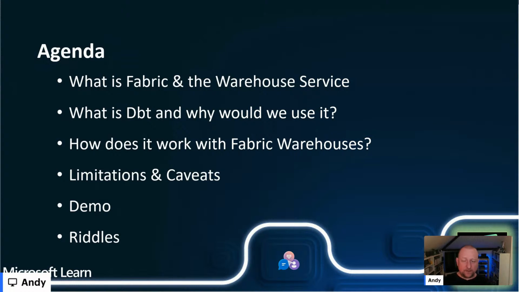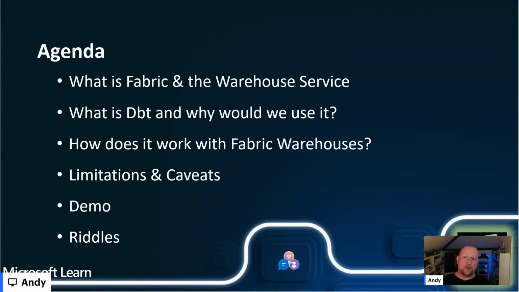So today we're going to be looking a little bit at Fabric and the warehouse service. I'm not going to touch too much on what Fabric is. We've got a slide, just to set the scene a little bit. We'll have a look at the warehouse service, why we would want to use it, and then we'll dive into DBT. What is DBT? Is it a solution looking for a problem? How do we use it in the context of Fabric and especially the warehouse service?